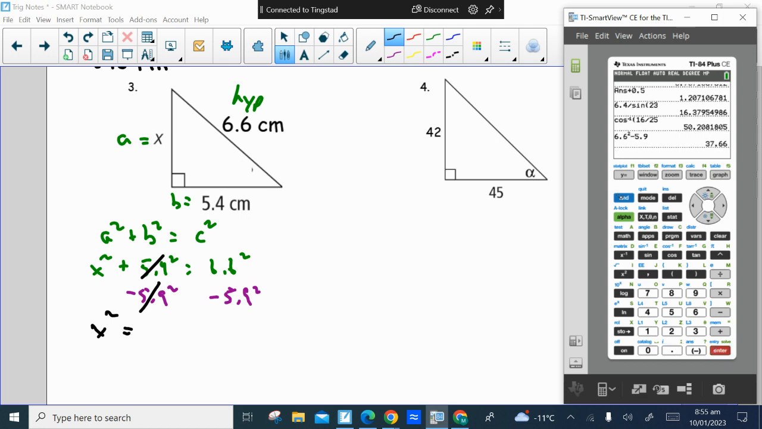Try that again. You're right, it is 5.4. Thank you.